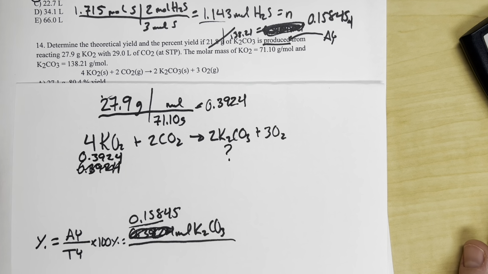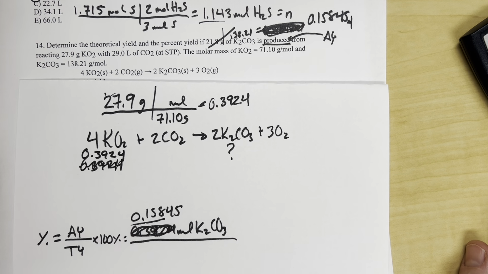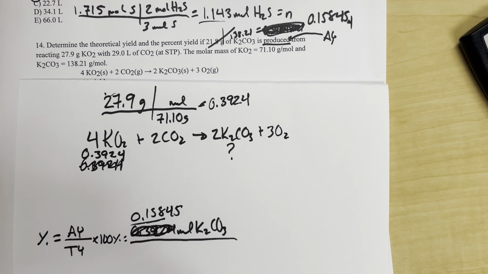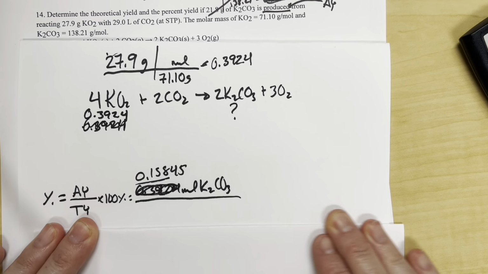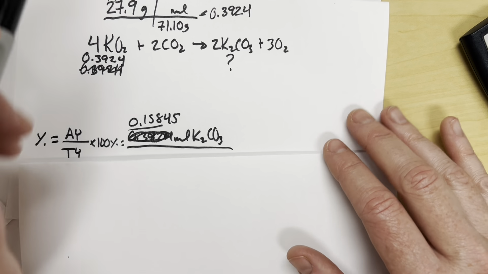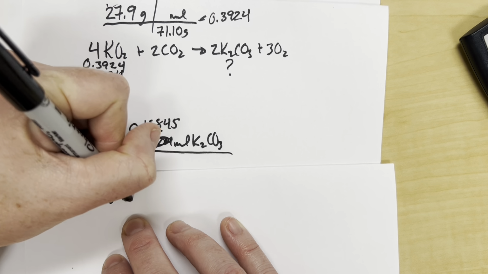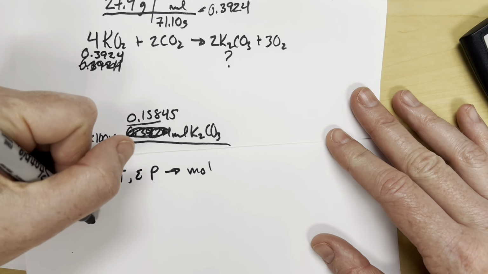Okay, but we had some other information too. It's not just KO2, it also talks about CO2. And it tells us that with the CO2 we have a certain volume, pressure, and temperature. Just like we always take grams and turn it into mole, if you're given volume, temperature, and pressure, you also need to turn that into mole using PV equals nRT.